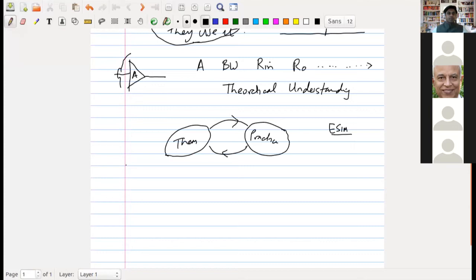Now second, once you're clear why you're doing it, what you're going to build, how you're going to use it, then the question is the process of design. Now there are some common things in the process of design.